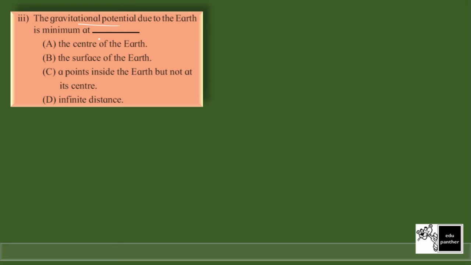Now the gravitational potential due to the earth is minimum at. So we have to find out the gravitational potential and at what point it will be minimum. So options are at the center of the earth, at the surface of the earth, a point inside the earth but not at the center. So this is the earth. So this is the center.